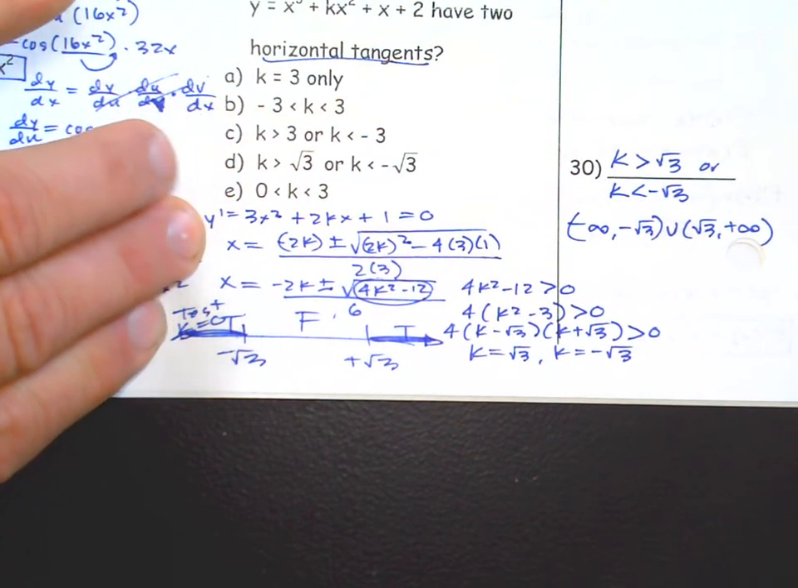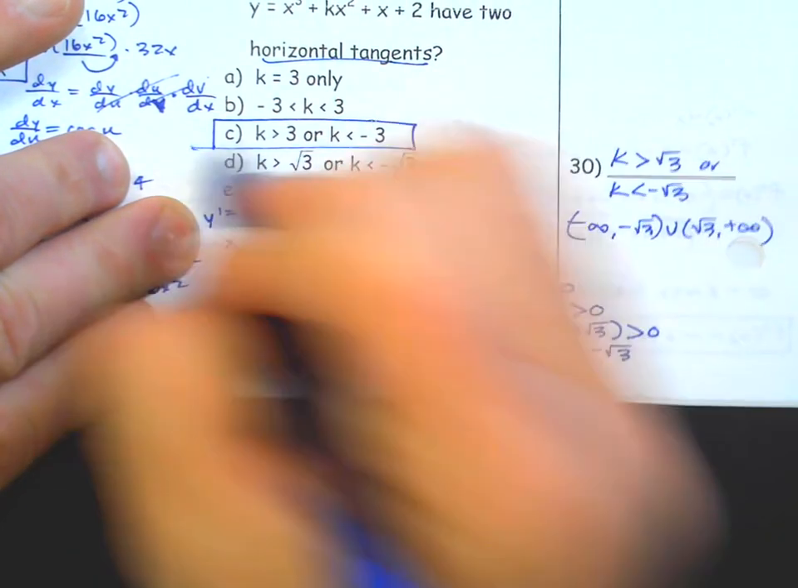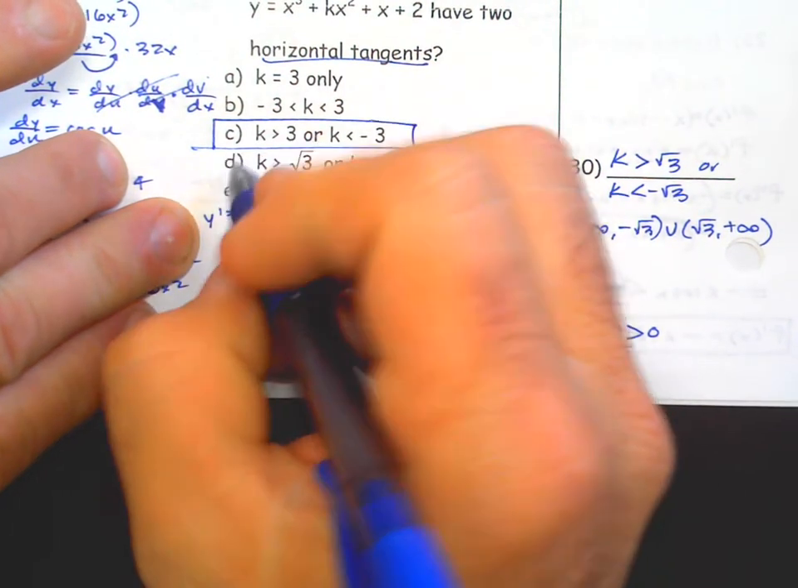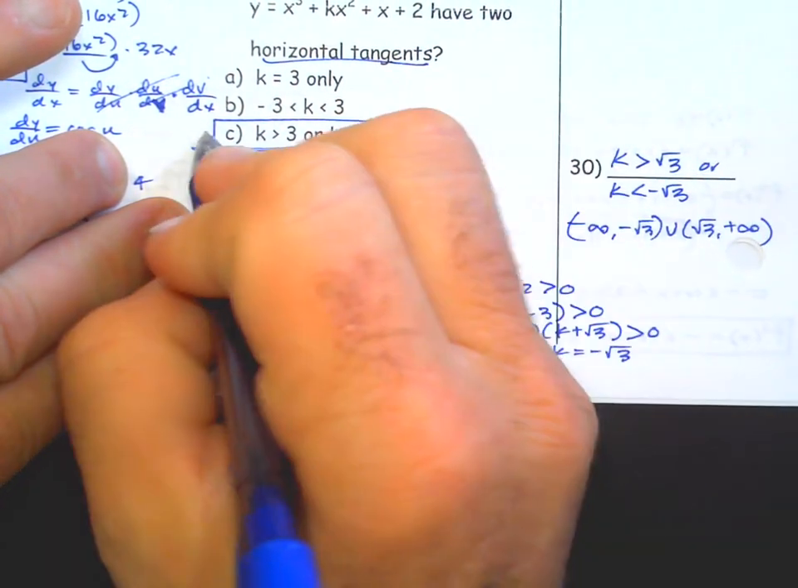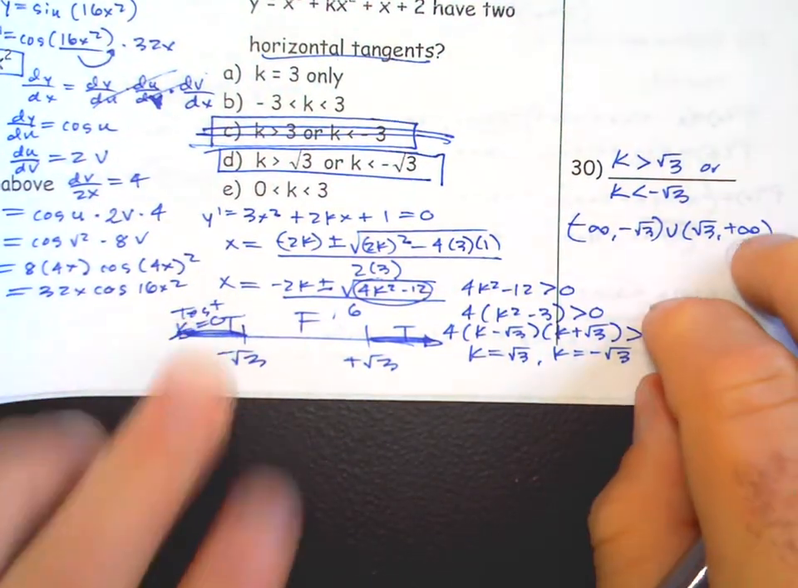So do you guys see that answer on here? k is greater than 3, k is less than 9. So the answer, since it's multiple choice, is C. But no, not C. D. These guys didn't have the square roots in them. So there you go. That's it.